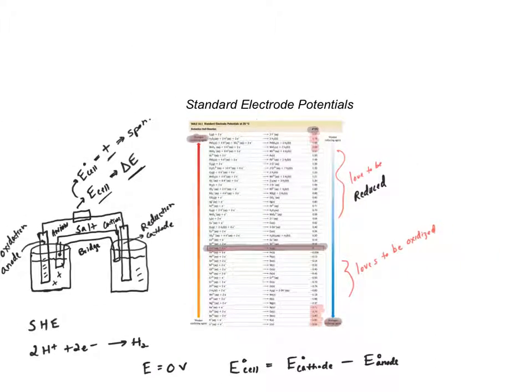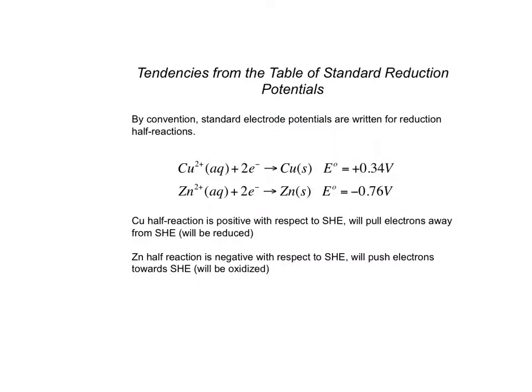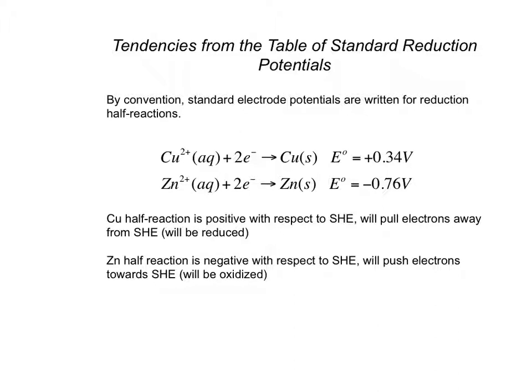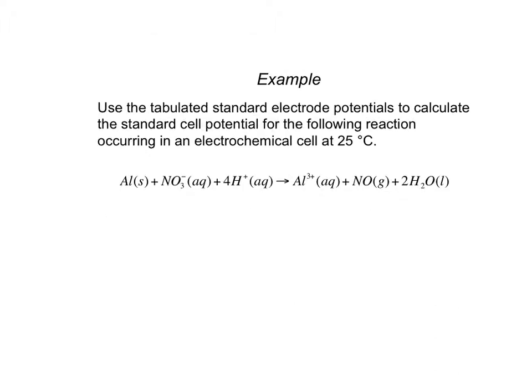Okay, so that's great. That's kind of the build. Now we're going to move on, get something different done. So again, just as a reminder, by convention, these potentials are always written as reductions, okay? We'll talk about this when we utilize it, but because these potentials are written as reductions, it's going to maybe confuse you just a little bit. That's the only reason why I mentioned this, okay? Okay, so let's go ahead and try a problem utilizing these tabulated standard reduction potentials or electrode potentials, right?